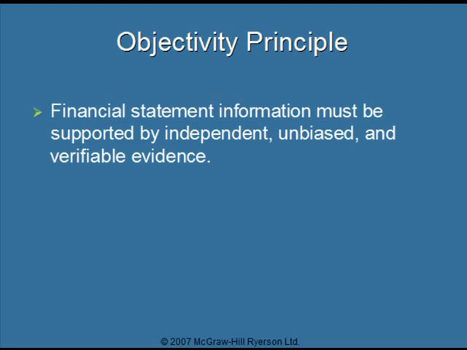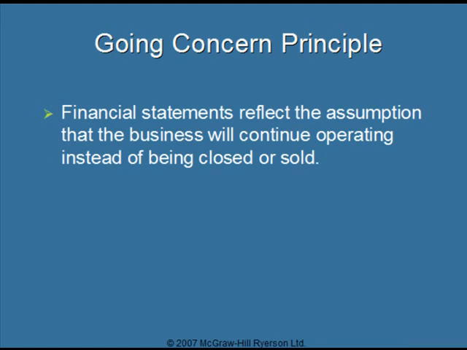The objectivity principle states that information must be supported by verifiable evidence. This really closely relates to the cost principle, since the transactions are based on cost, they're also supported by evidence. When applying the going concern principle, users assume that the business is going to continue its operations into the future instead of being closed or sold. Inventory, the cost of business, $5,000, may have to be recorded at a lower value if the business was going to close next week and needed to get rid of things quickly.